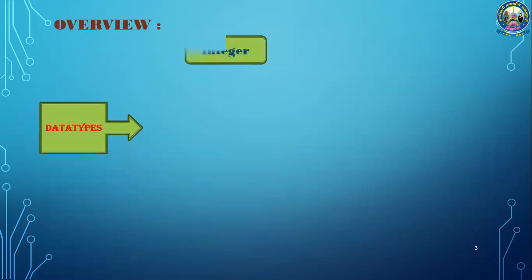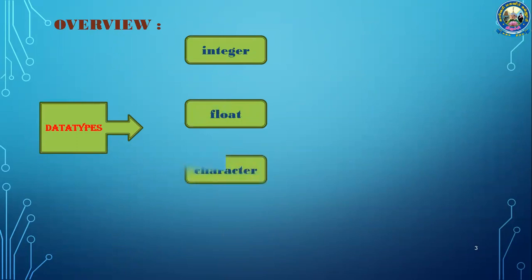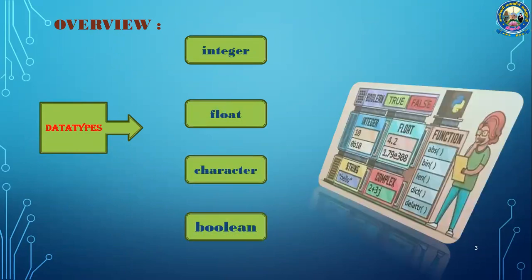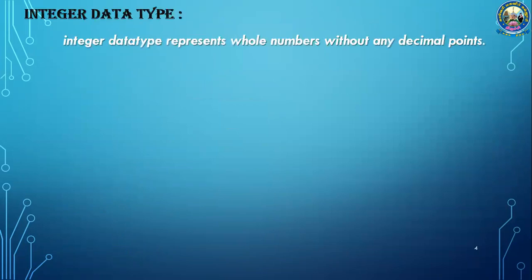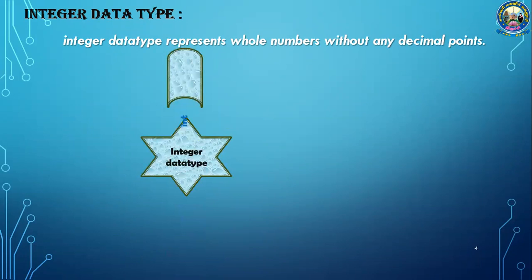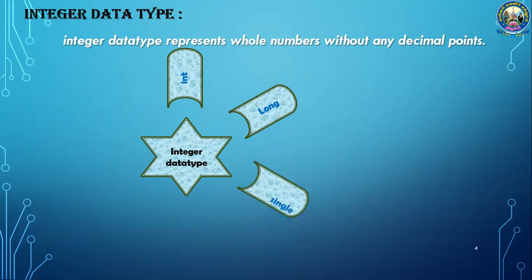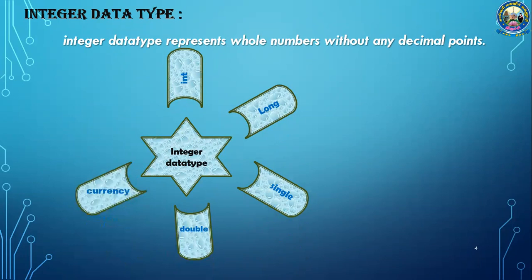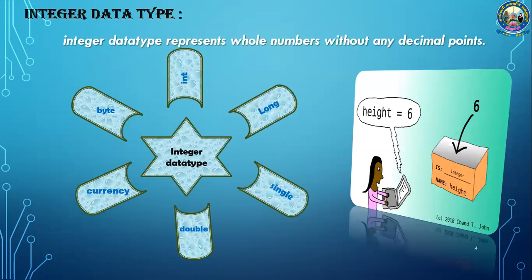Types of data type: integer data types, floating point data types, character data types, and Boolean data types. First, integer data type. An integer data type, often referred to simply as int, is a data type used in programming to represent whole numbers. Integers can be positive, negative, or zero and are typically used for tasks that involve counting, indexing, or performing mathematical operations that do not require decimal or fractional values.